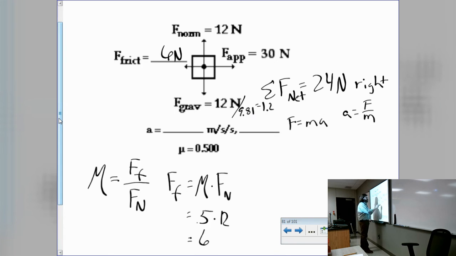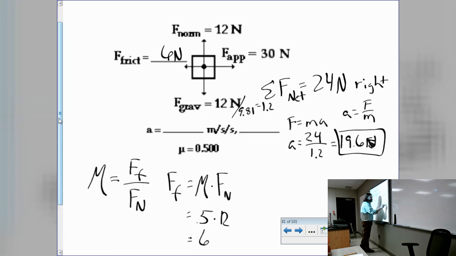Now we can solve the problem. a equals our net force, 24, divided by 1.2. That comes out to be, well, I rounded it. It comes out to be 19.6 if you keep all your decimal places. Otherwise, it would be again 20. Okay. So, anyways, that is our acceleration. Sorry, not newtons. 20 meters per second squared. 19.6 meters per second squared, and that would be to the right.